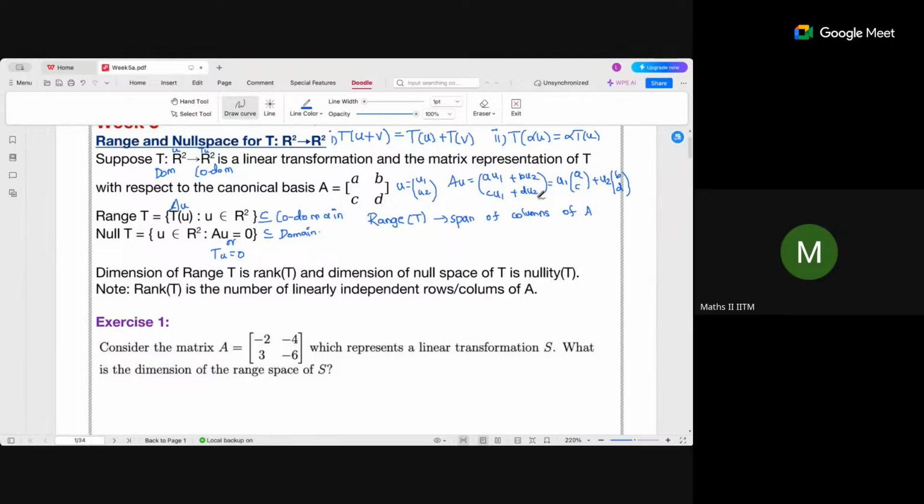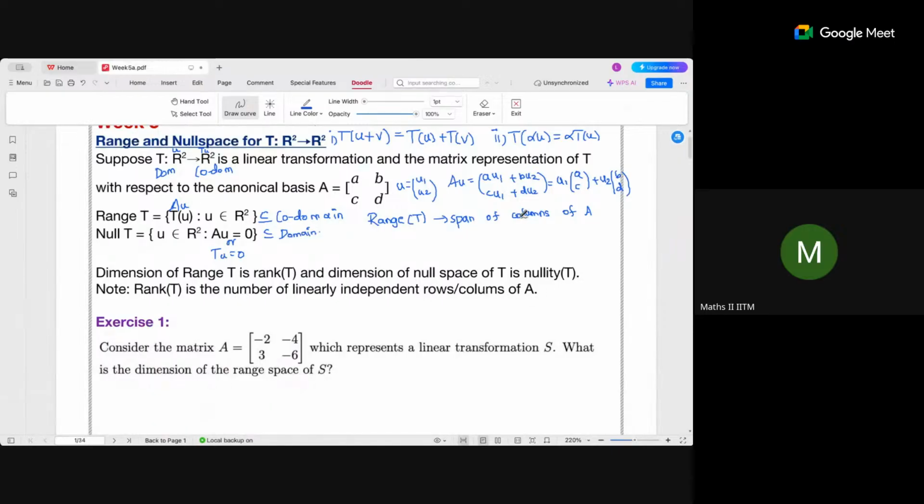Now, dimension of range of T. Both of these are subspaces. We have already seen that, right? So, dimension of range of T is rank of T, and dimension of null of T is nullity of T, right? And rank of T is the number of linearly independent rows or columns of A.